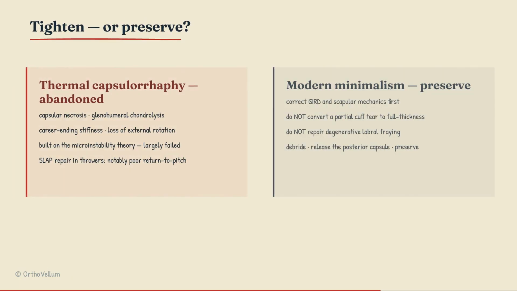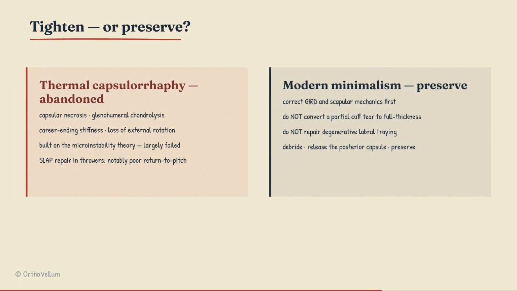A cautionary history: when the microinstability theory dominated, throwers were tightened, anterior capsular stabilization, then thermal capsulorrhaphy. These largely failed. Thermal capsulorrhaphy caused capsular necrosis, glenohumeral chondrolysis, and career-ending stiffness with loss of external rotation. It has been abandoned. SLAP repair in the thrower still carries notably poor return-to-pitch rates. Over-constraining the biceps anchor removes the external rotation the thrower depends on.